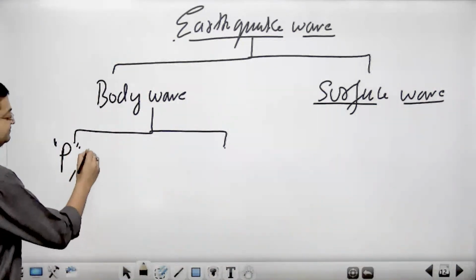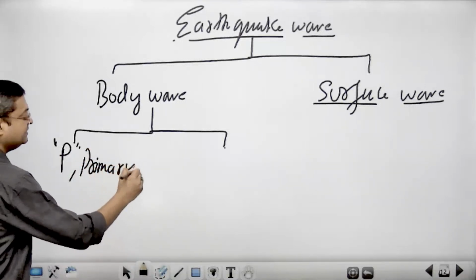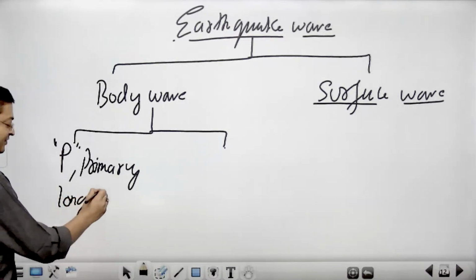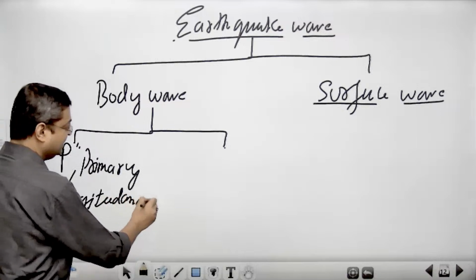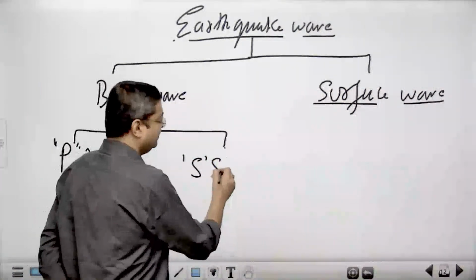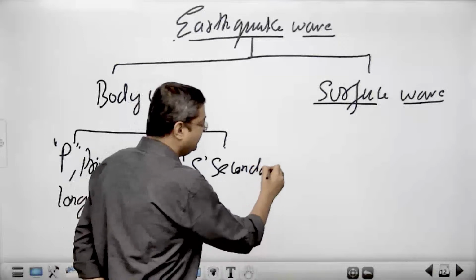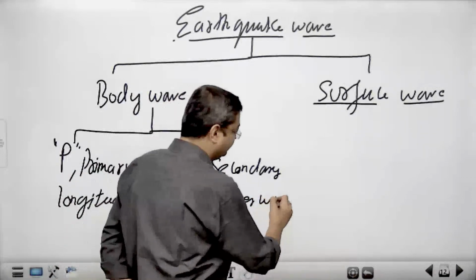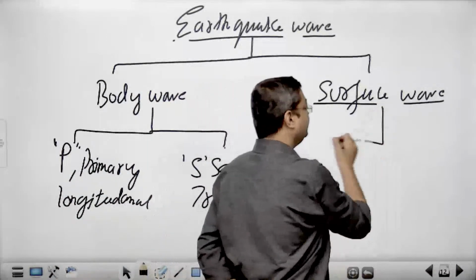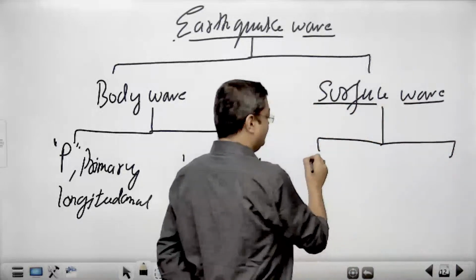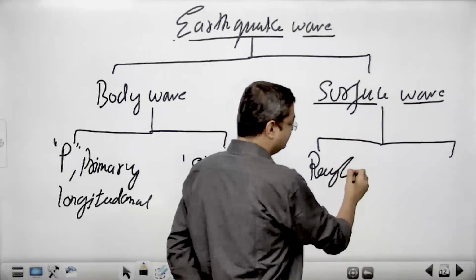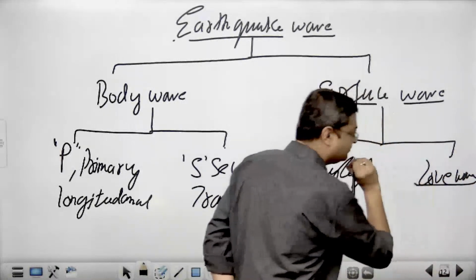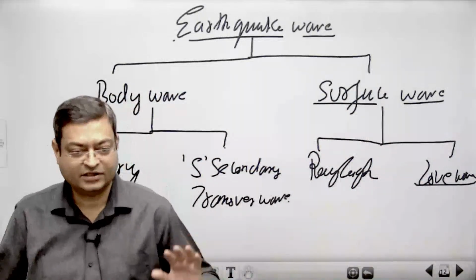P waves, or they are termed primary waves, or longitudinal waves. The other one is S waves, or secondary waves, or transverse waves. Surface waves are again divided into two. One is the Rayleigh wave and another one is the Love wave. Okay? Now write it down.